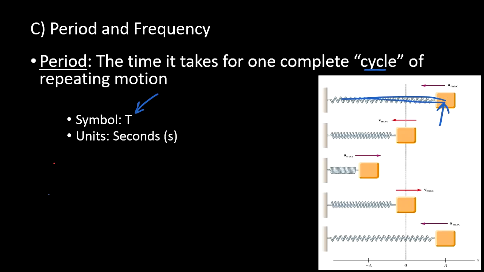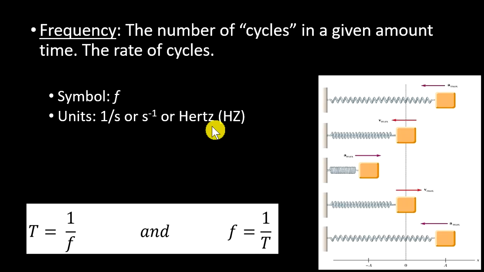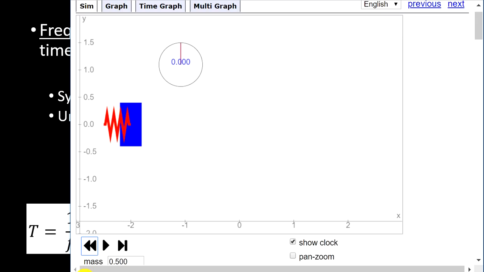All right? There's another thing we could measure, and that's the frequency. The frequency is how many cycles in a given amount of time. Instead of timing how long for one cycle, we could count how many cycles it does in a certain amount of time. Here's how we could figure out the frequency.